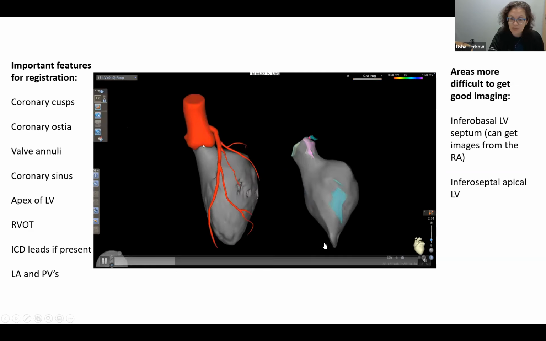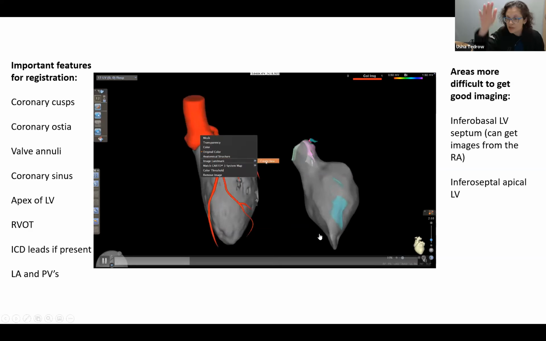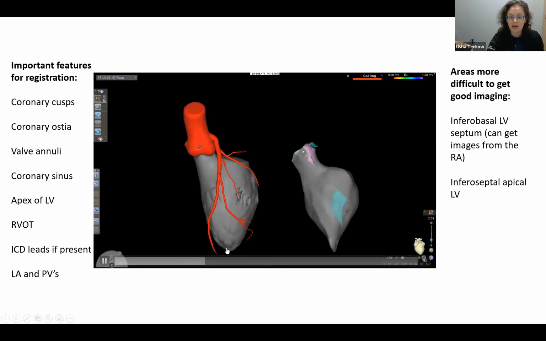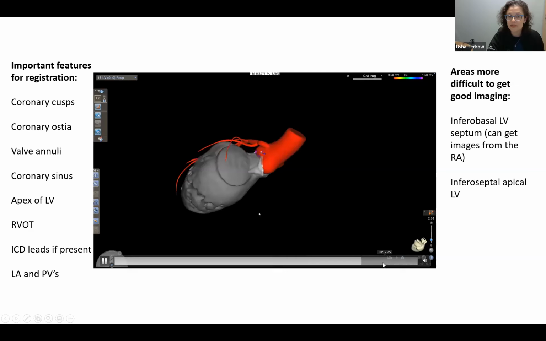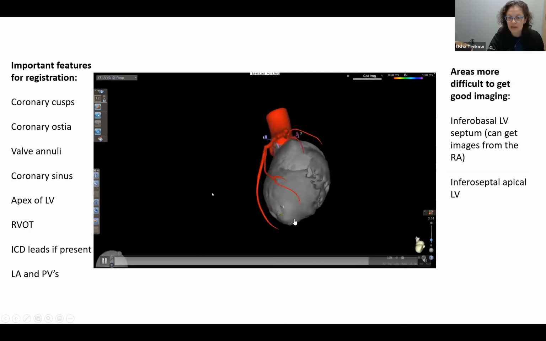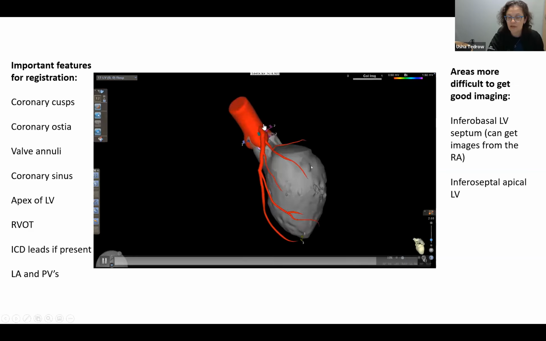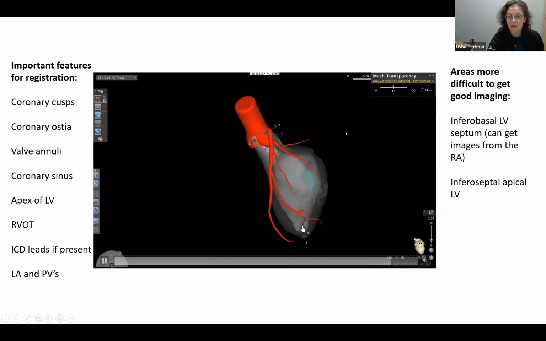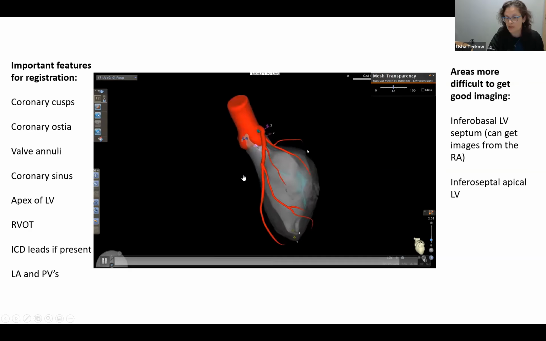See how there's almost a bite taken out of the LV there? That's an area that, unless you really fuss with the catheter, it can be hard to get that full area covered. But then once we're together, you can see the apex lines up pretty well. All of the detail in the cusps lines up pretty well. And if we needed the coronary sinus, we would add it to that geometry. So that's kind of our workflow for ICE.